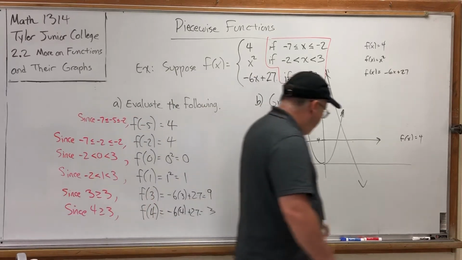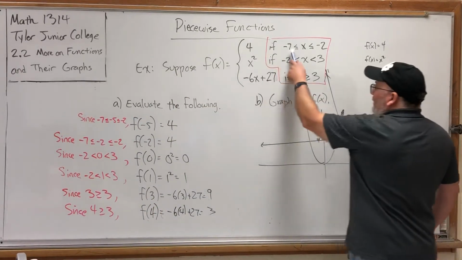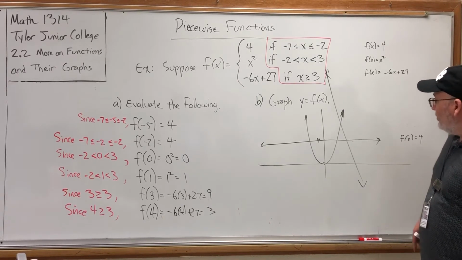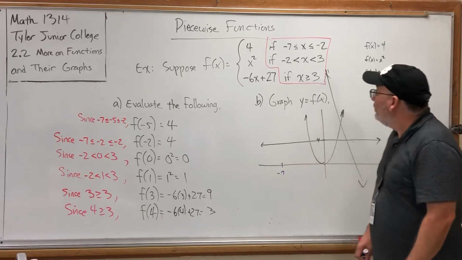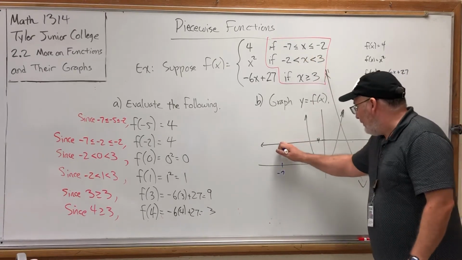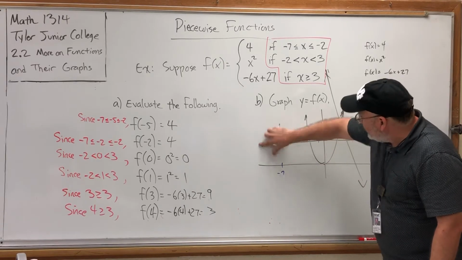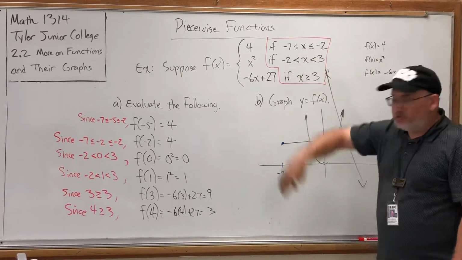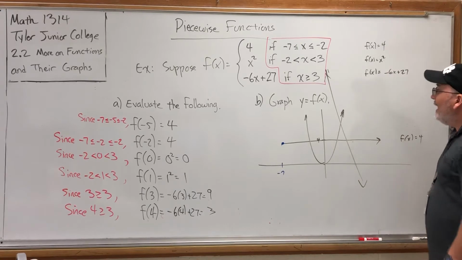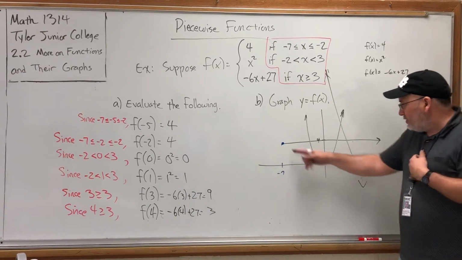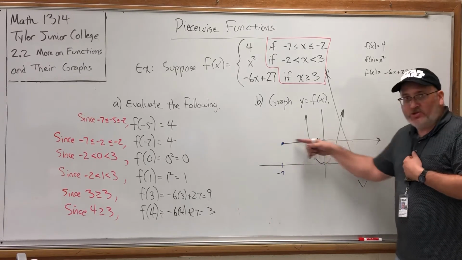For example, the first graph is only valid between x equals -7 and x equals -2. So if I go back to -7, this graph starts at -7. So we'll put a closed circle there. There's nothing to the left of -7 because my function doesn't know what to do with those numbers. So it starts there. And it ends at -2. Now here's where we have to be careful. Does it end before or after the parabola starts?